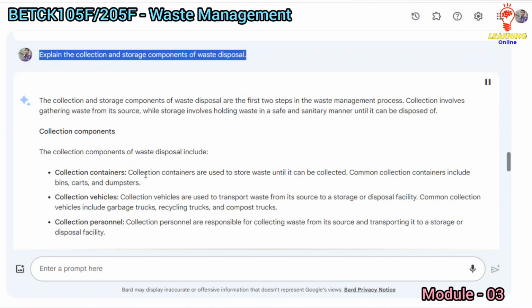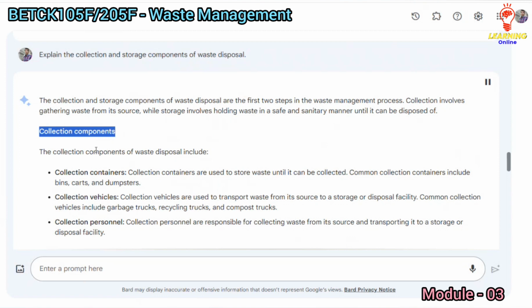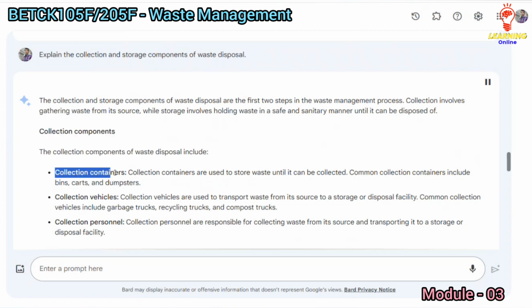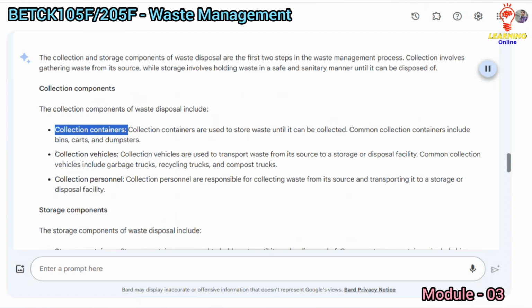The collection and storage components of waste disposal are the first two steps in the waste management process. Collection involves gathering waste from its source, while storage involves holding waste in a safe and sanitary manner until it can be disposed of. Collection components. The collection components of waste disposal include collection containers. Collection containers are used to store waste until it can be collected. Common collection containers include bins, carts, and dumpsters.